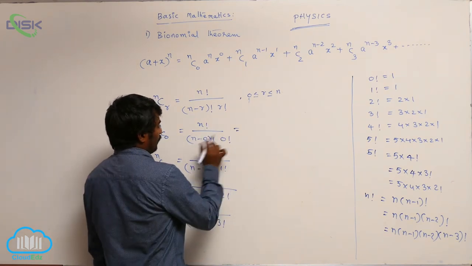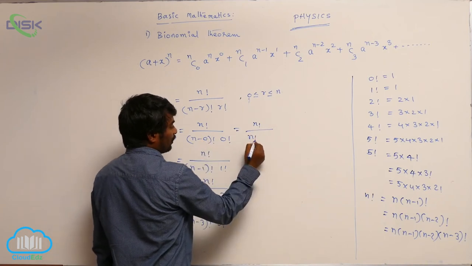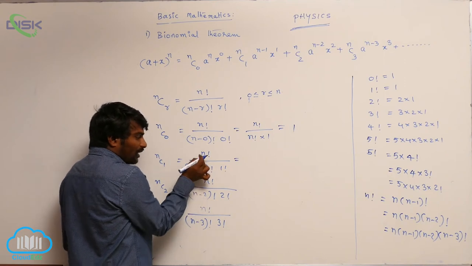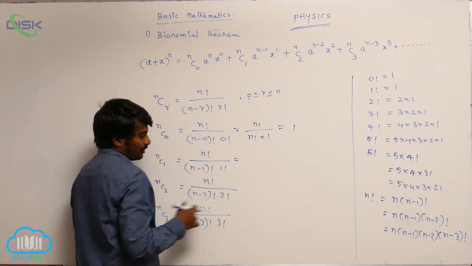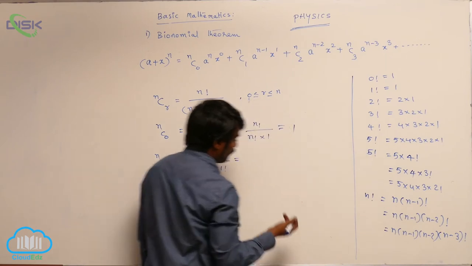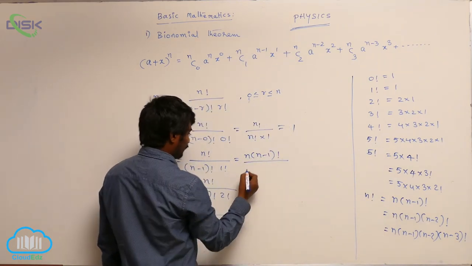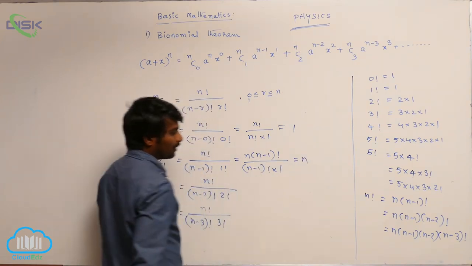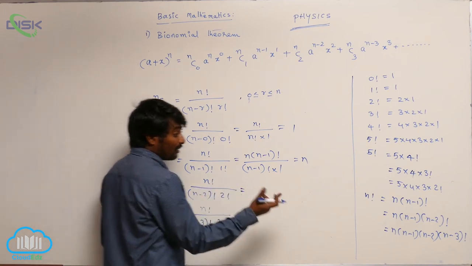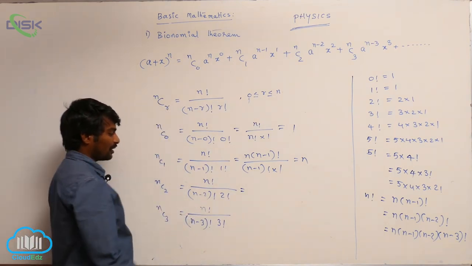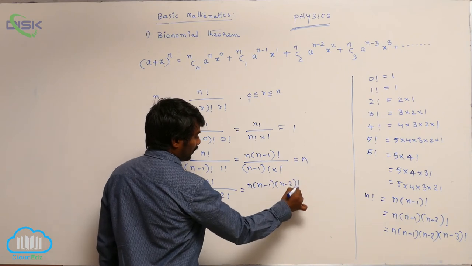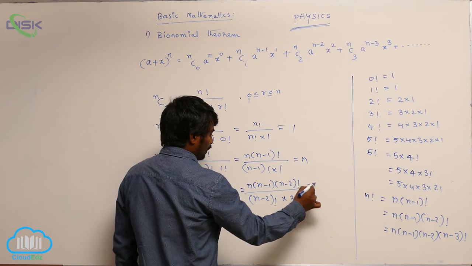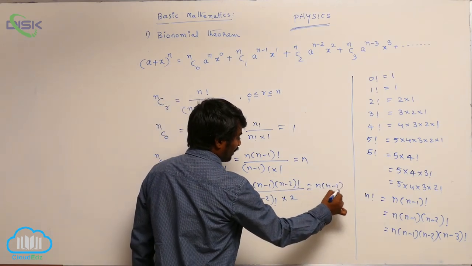So here n factorial by n minus 0 factorial, 0 factorial is again 1 into 1, n factorial cancel, it is 1. n factorial, if I can write n factorial in terms of n minus 1 factorial so that I can cancel it. So how to? n factorial I can write as n into n minus 1 factorial. So n into n minus 1 factorial by n minus 1 factorial, and 1 factorial is again 1, n minus 1 factorial cancel, it is equal to n. Now n factorial I am writing in terms of n minus 2 factorial so that I can cancel n minus 2 factorial. So n into n minus 1 into n minus 2 factorial by n minus 2 factorial into 2 factorial, I can write it as 2 into 1, that is equal to 2. So n minus 2 factorial cancel, n into n minus 1 by 2.